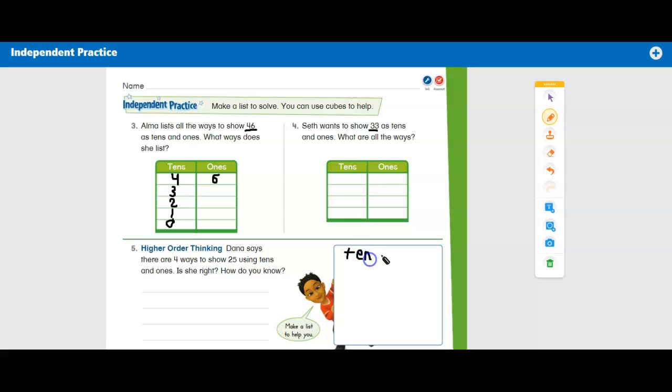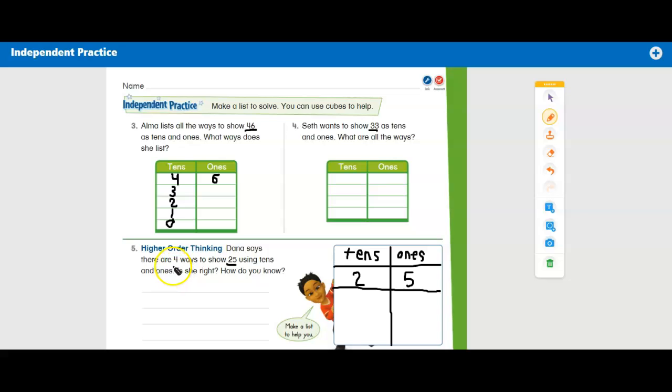One column is for tens, and the other column is for ones. We are working with the number 25. In the number 25, there are 2 tens and 5 ones. That is one way to show the number 25. How many other ways can you make it using your list?